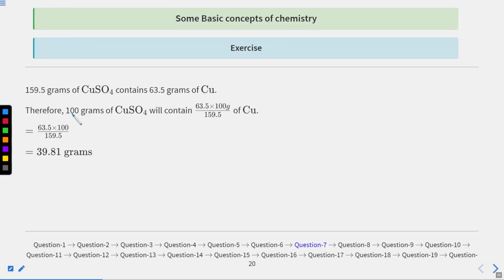So let us see the solution. So 159.5 gram contains 63.5 gram of copper. So 100 gram will contain 63.5 by 159.5 into 100. That would give us 39.81. So you can do it in either way.